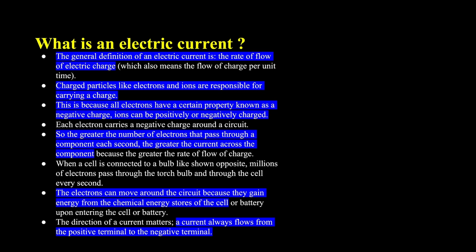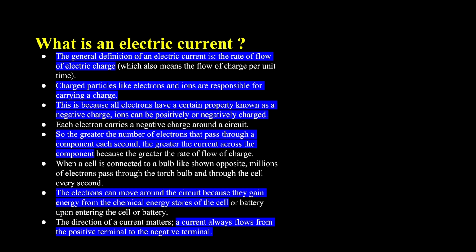Charged particles like electrons and ions are responsible for carrying a charge. This is because electrons have a certain property known as a negative charge, and ions can be either positively or negatively charged. Each electron carries a negative charge around the circuit. Ions can also carry a charge around the circuit. It can be positive or negative, depending on whether we have a positive ion or a negative ion. But they carry their charge around a different kind of circuit, and it usually consists of a cell connected to 2 electrodes in a salt solution.